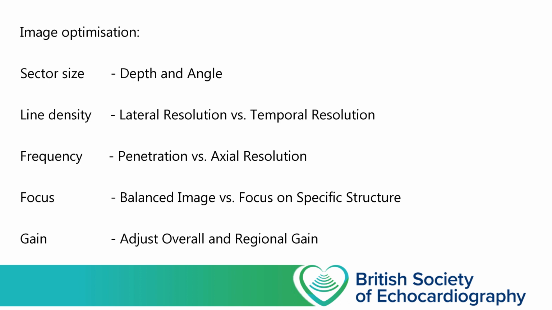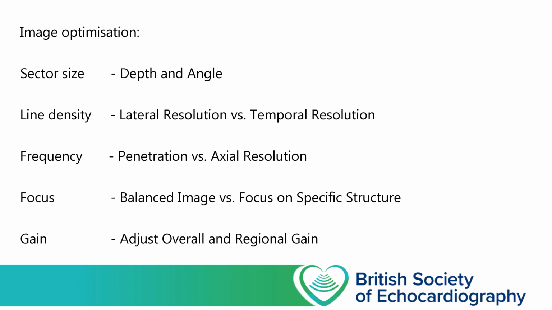What about line density? How many lines do you want to make up to draw each individual image? The greater number of lines you use to produce one image, the fewer images you'll be able to have, but the greater resolution they'll be. Does your machine allow you to adjust the frequency of a transmitted wave? If it does, is penetration important to you? Do you need to see those far field structures best? Remember, selecting a longer wavelength will decrease your axial resolution.